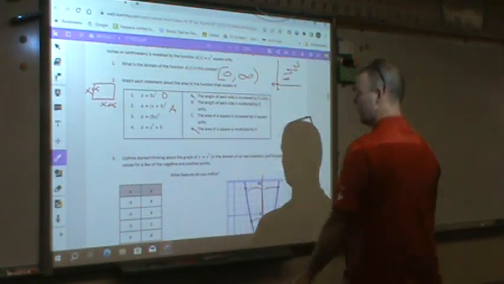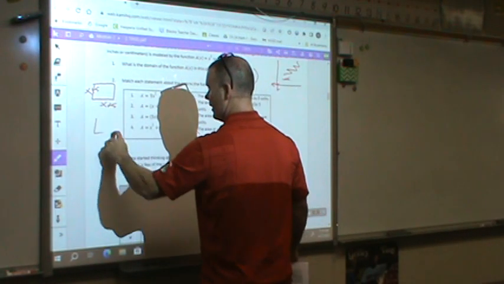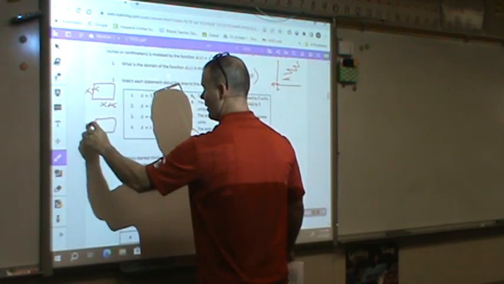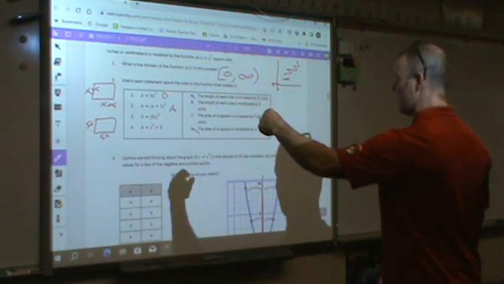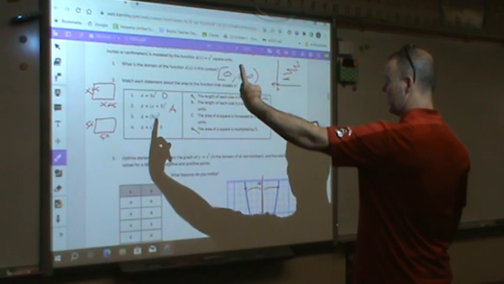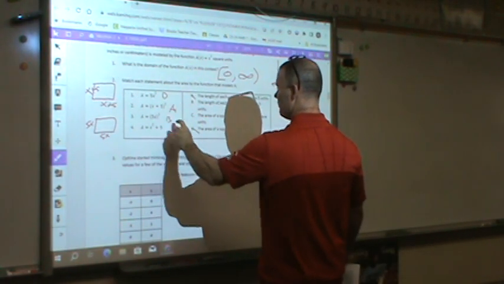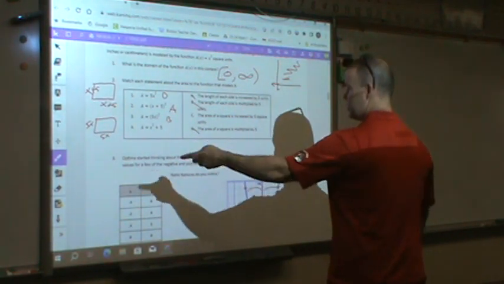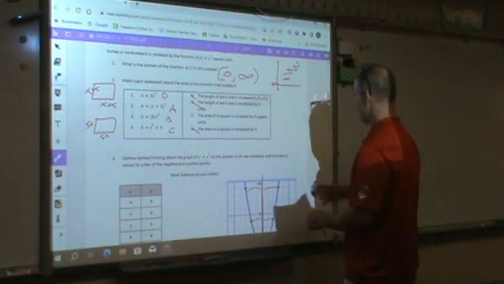That's A. Down here, I'm taking the length of a side. All right, so here's my basic square, and it's going to be 5 times x. And then I'd find the area. So it'd be 25x squared if I were to do that. So the length of a side is multiplied by 5, so that's B. And then lastly, C would be the area is increased by 5 units.